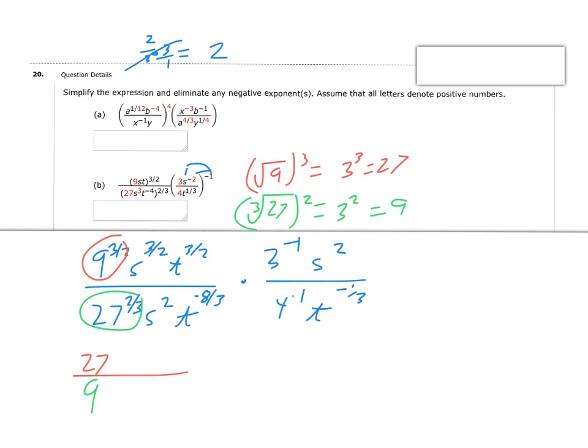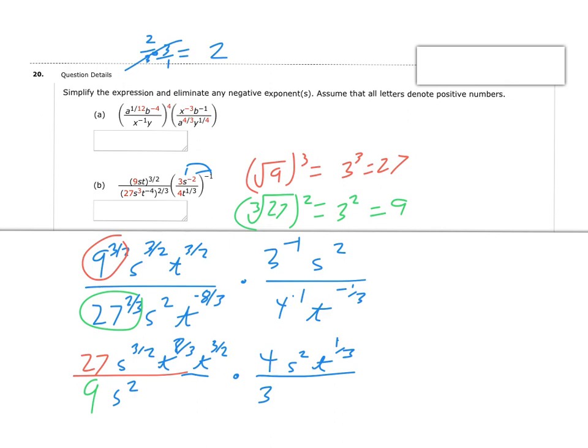I would then move all my negative exponents here. So s to the 3 over 2 is going to stay on top, s squared on bottom. T to the 8 thirds is going to go up top. T to the 3 over 2 is going to go up top as well. And then we'll do this one as well. So that'll be 4 up top, 3 on bottom, s squared, and then t to the 1/3 will move up top.